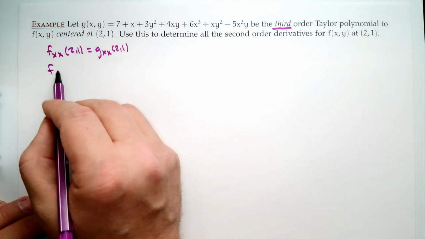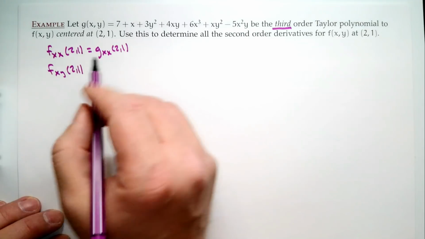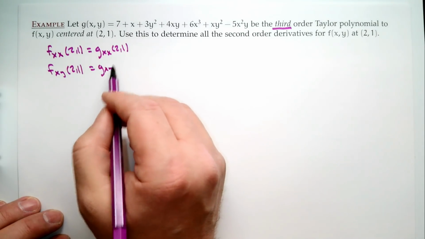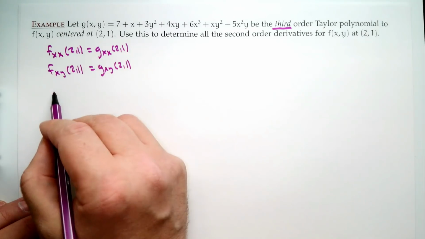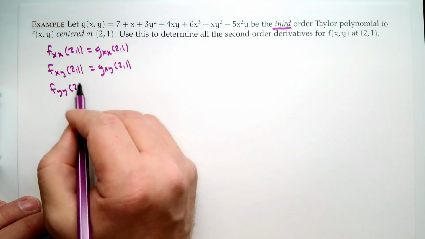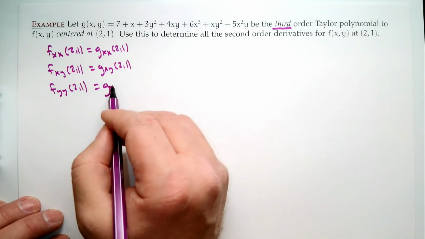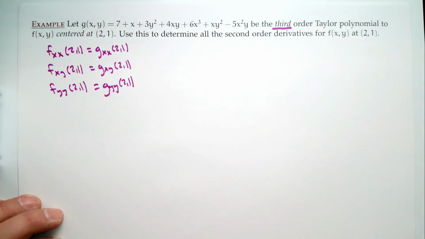If I want to find what f_xy at (2, 1) is, it's going to match g_xy at (2, 1). And if I wanted to find what f_yy at (2, 1) is, that's got to match g_yy at (2, 1). In other words, the Taylor polynomial will match the function up to wherever your cutoff is. In this case, it's up to the third, so we're definitely going to match in the second.